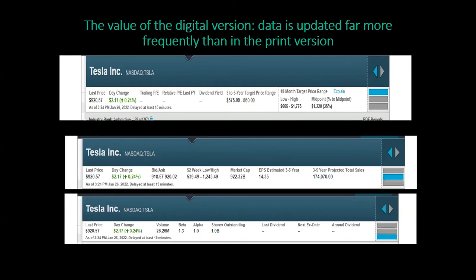If you click on the middle bar, it gives you much of the same information, but it also gives you the market cap and estimated earnings per share. And if you click on the lowest bar, you'll get the volume of the day so far, the beta, the alpha, the shares outstanding. Each of these pages has a lot of information, and it lets you click on many parts of that page to learn more and more information.